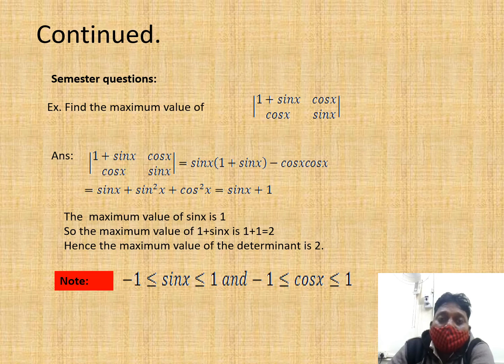Here the same trigonometry: find the maximum value of the determinant with first row 1 plus sin x, cos x, and second row cos x, sin x. We have to find the maximum value. Here it is already solved and shown, or you can do it on your own. How to do it, all of you see here.